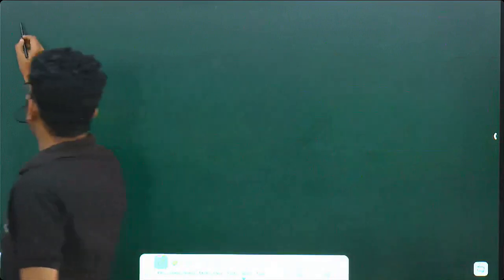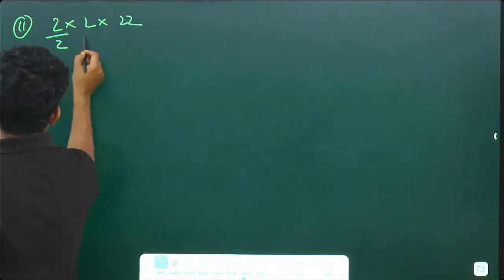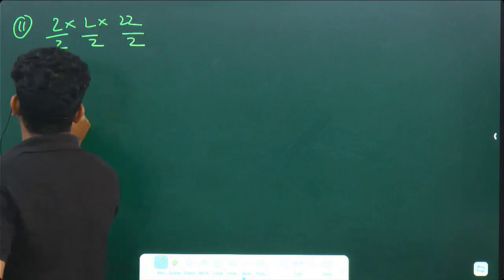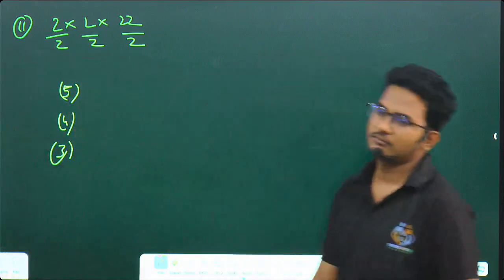Tell me the answer. 11th one: 2 by 2 by 22. Okay. Now tell me the answer. How many with 5 surfaces painted are there? 4 surfaces painted are there and 3 surfaces painted are there.